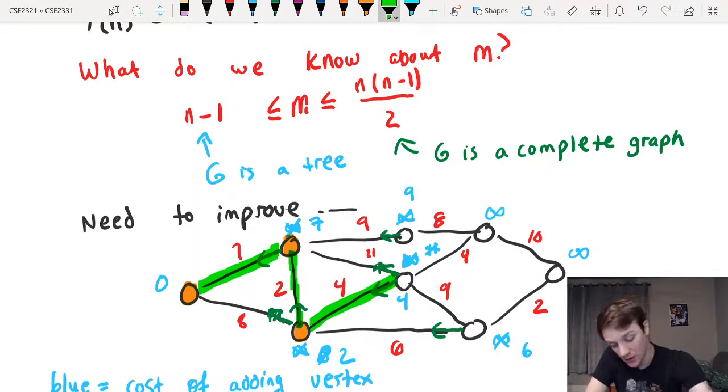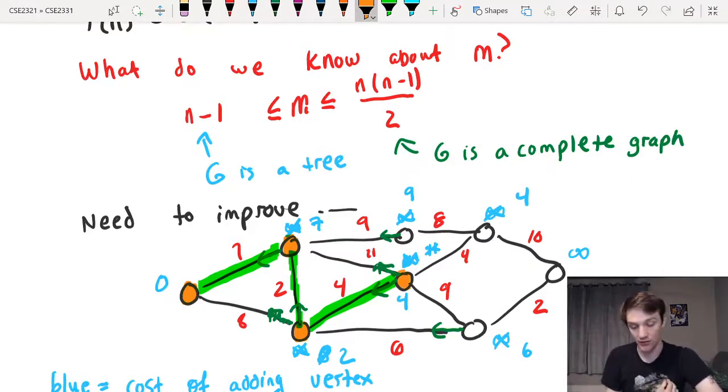So I would check, okay, I already have that one added. This one down here, I have a cost of 9. I don't update that 6 because 9 is a worse cost. And I go up here, that one is a cost of 4, but I had a cost of infinity. So I update that infinity to be 4. I then add this one to the graph.